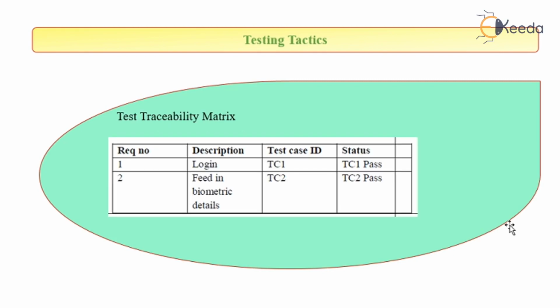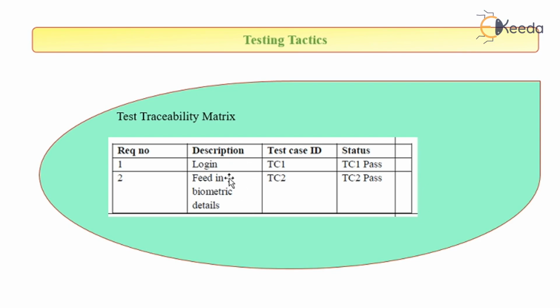Now, how is testing done? There is a small example given in the table here. We develop a test traceability matrix in which we describe the modules which are to be tested. For example, the login module which has to be tested, then the feed in biometric details, if that is one of the elements of the project.